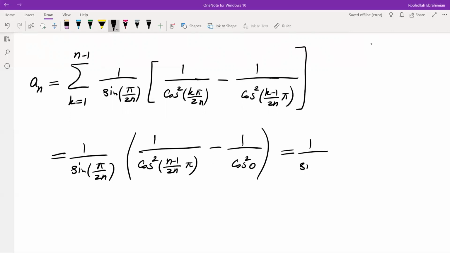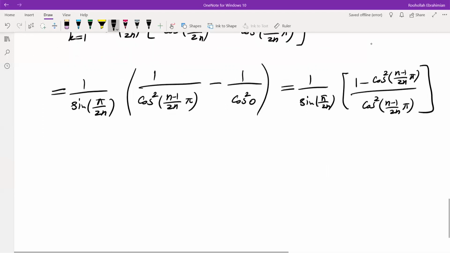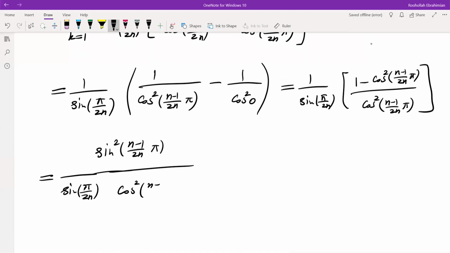Which gives you 1 over sine of pi over 2n times 1 over cosine squared of (n minus 1) over 2n pi, and then we get 1 minus cosine squared of (n minus 1) over 2n pi. Okay, so the numerator becomes sine squared of (n minus 1) over 2n pi, and the denominator is cosine squared of (n minus 1) over 2n pi.